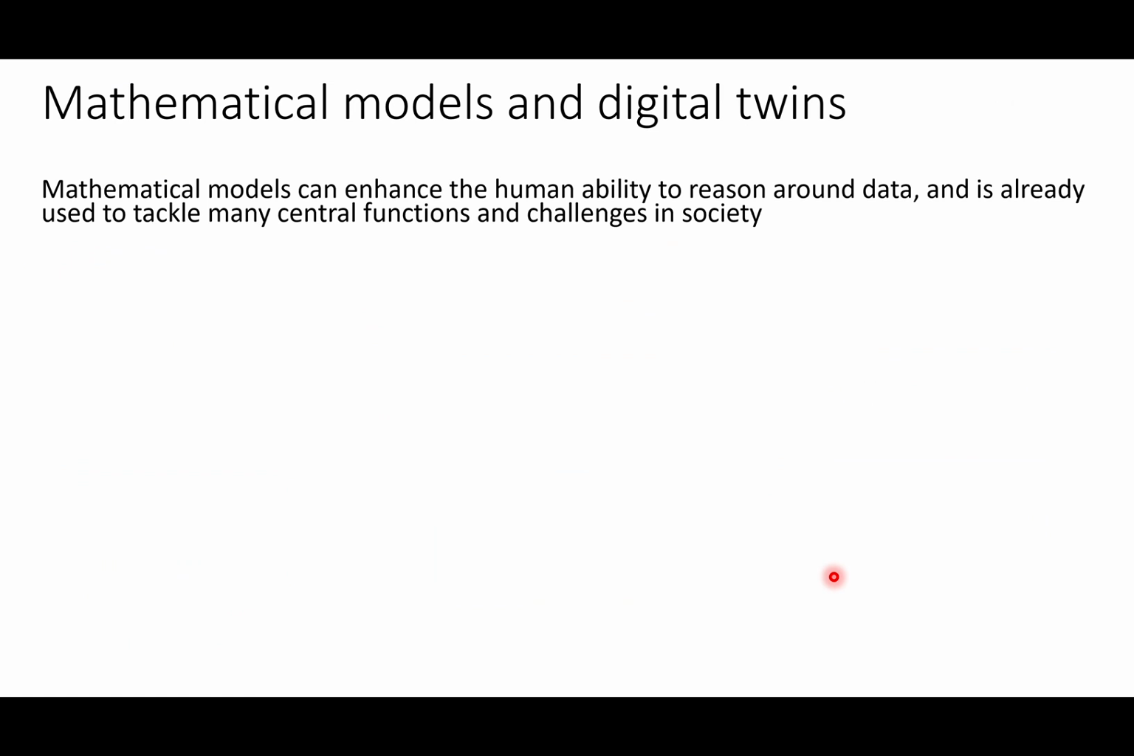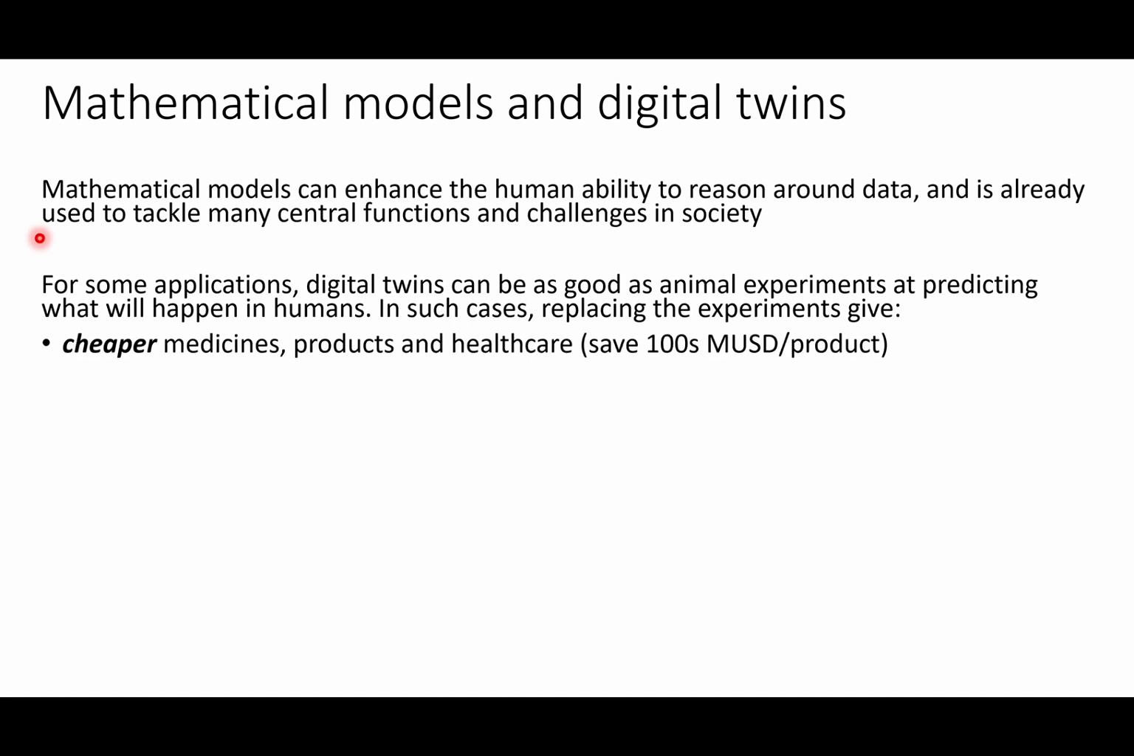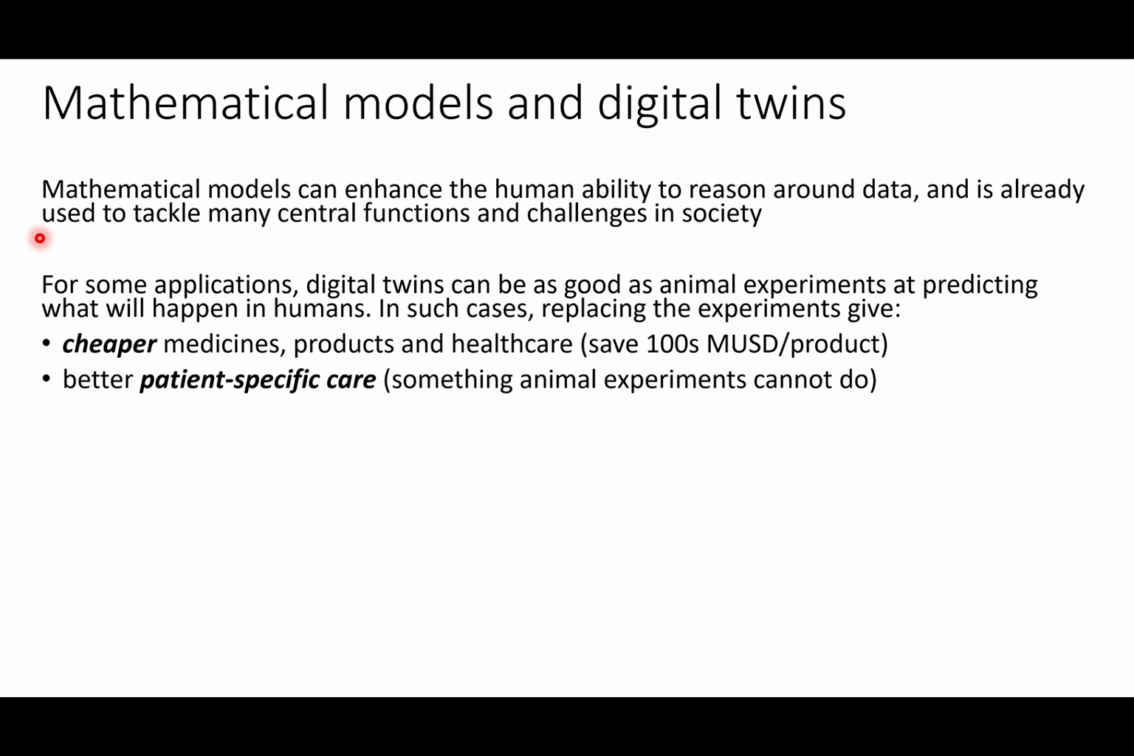So coming back to the original presentation for the Parliament in Sweden, mathematical models and digital twins can enhance the human ability to reason around data, and are already used to tackle many central functions and challenges in society. And for some applications, digital twins can be as good as animal experiments at predicting what will happen in humans. In such cases, replacing the experiments gives cheaper medicines, products, and healthcare. You can save, in the example I showed you, $100 million per product. And this is only to replace the animal experiments.